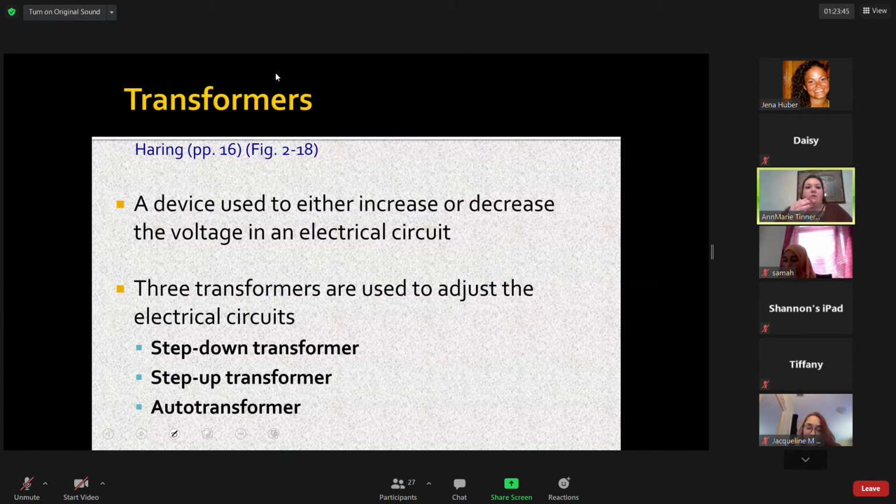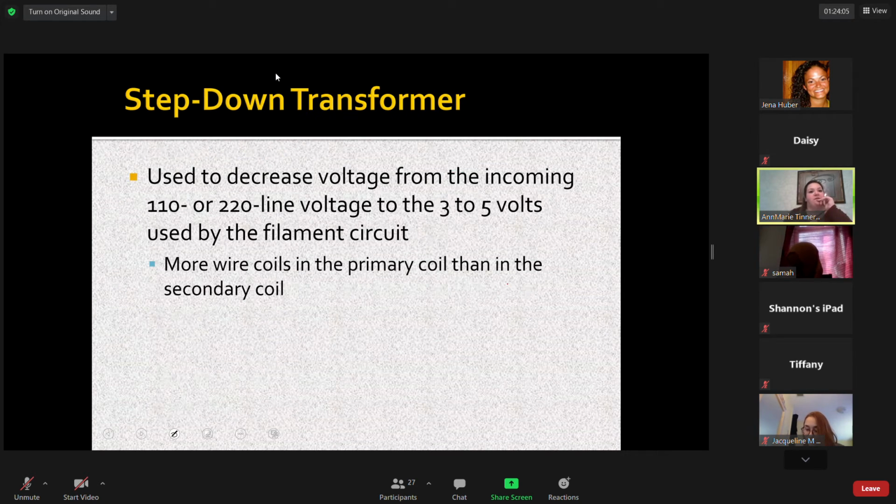Transformers are devices used to either increase or decrease the voltage within the electrical circuit. We have 3 types of transformers: a step-down transformer, a step-up transformer, and an auto transformer. And these are pretty self-explanatory. The step-down transformer is used to decrease the voltage from the incoming 110 or 220 line voltage to the 3 to 5 volts, which is used for the filament circuit.